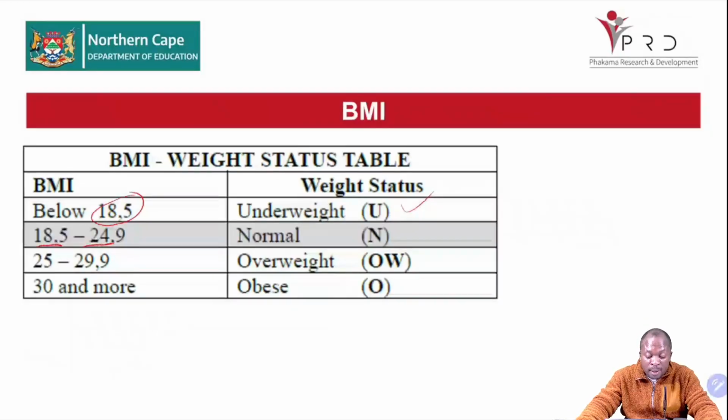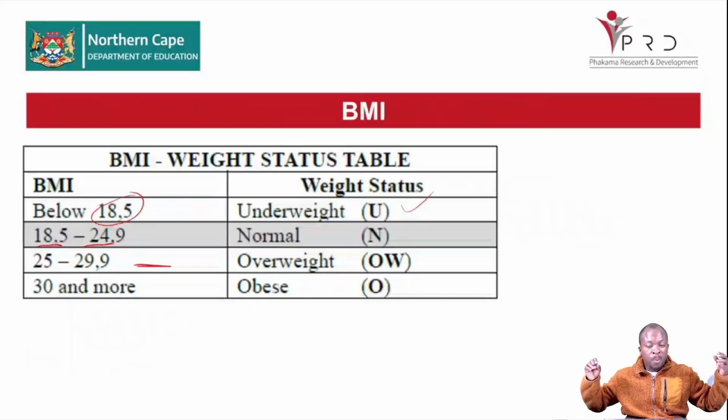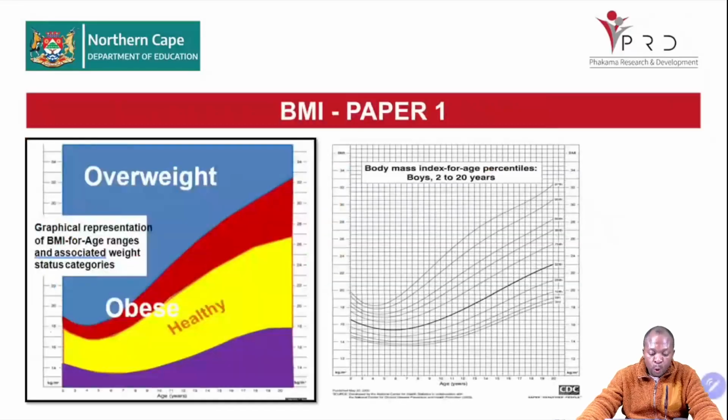If the value you get is from 25 up until 29.9, now you are overweight. Sometimes in some books or question papers, they even call it at risk of overweight. Then once your BMI value is 30 or more, we now call it obese, whichever way you pronounce it. It means that you are highly overweight.